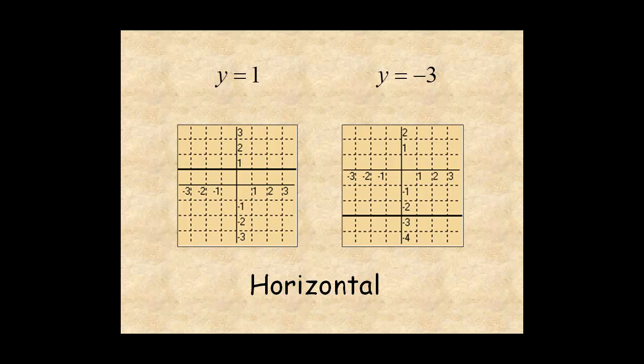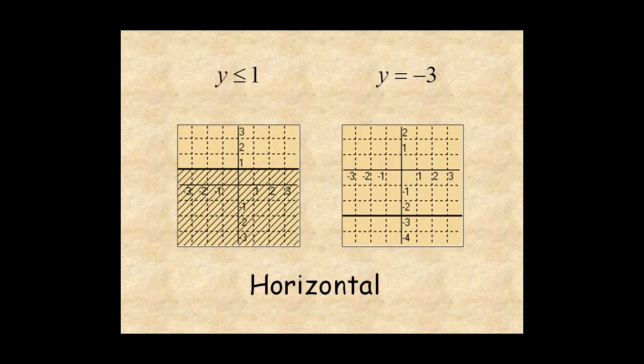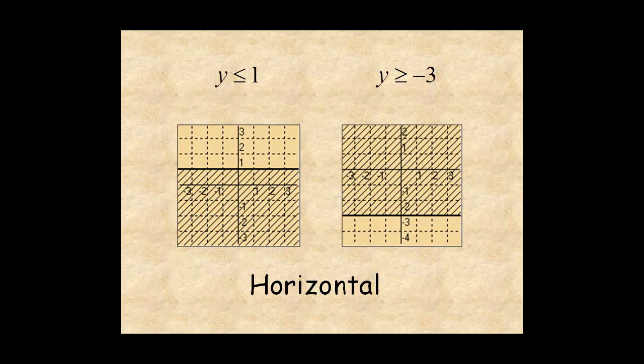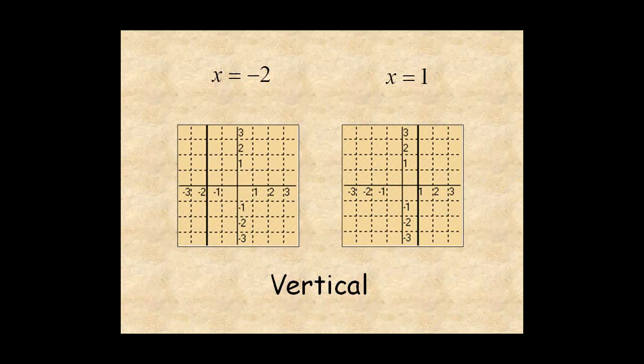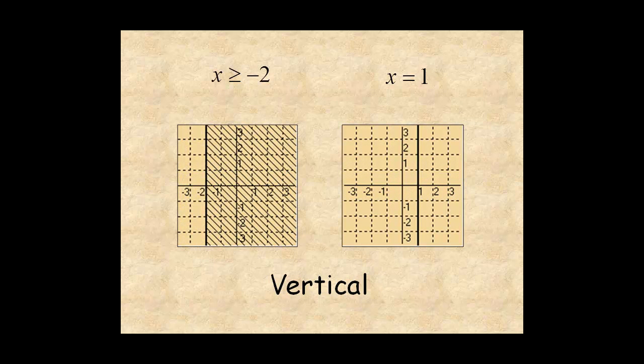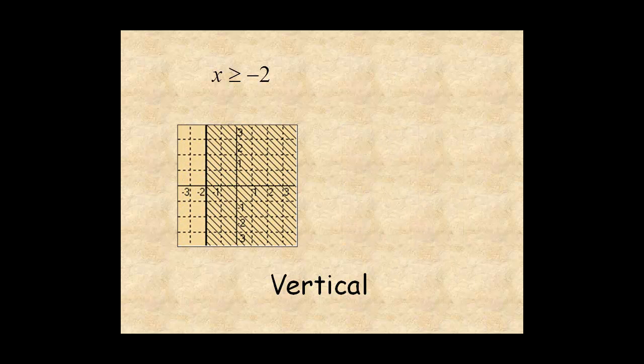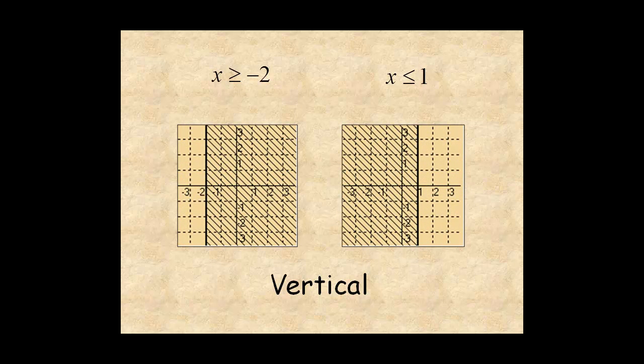For inequalities with horizontal boundary lines, the shading is pretty simple. For less than, shade below the line. For greater than, shade above the line. For vertical boundary lines, you shade to the right for greater than, and shade to the left for less than.